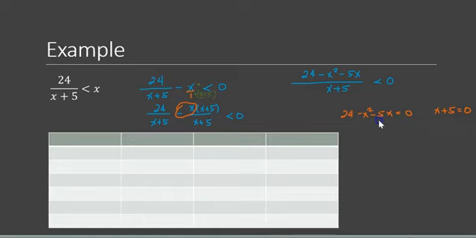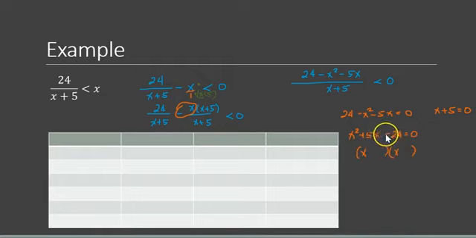For this one here, if you don't want to deal with a negative x squared, you can move everything to the other side. So if you move this to the right side, negative becomes positive, and this becomes 24. You can either do factoring, quadratic formula, or completing the square. So what are the factors of 24? We have 8 and 3. It will take you some time.